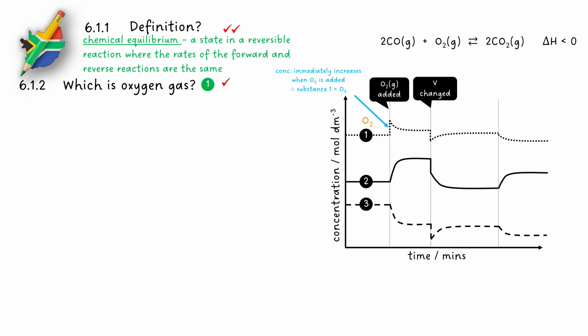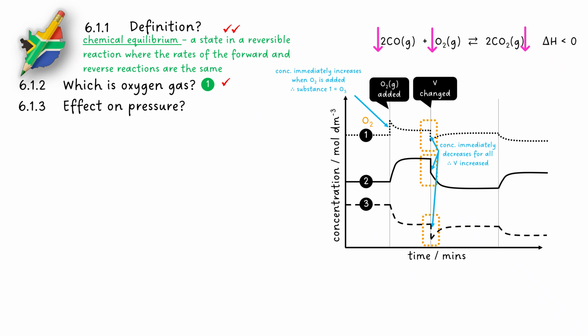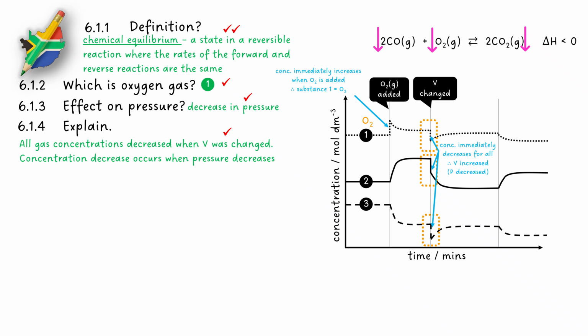The next change which occurs is a change in volume of the container. Did the volume increase or decrease? Notice that when this change occurred, the concentrations of all three species immediately decreased. This tells us that the volume of the vessel was increased. Now we are asked for the corresponding pressure change. An increase in gas volume corresponds with a decrease in gas pressure. And we can give this explanation we just discussed for the next question.